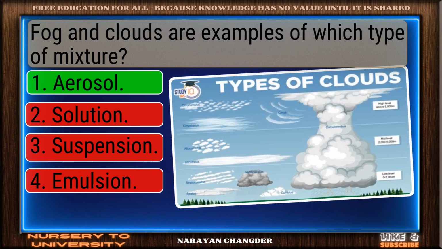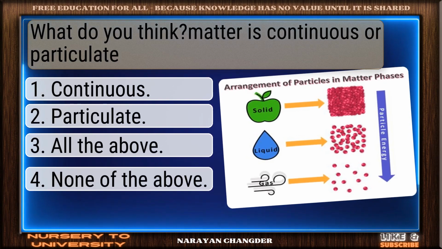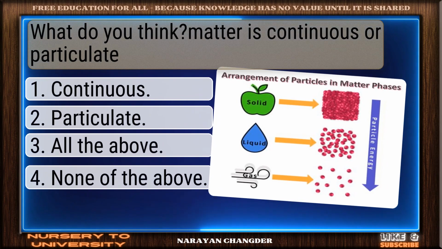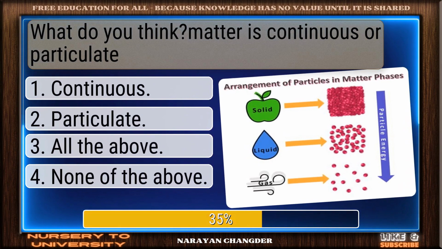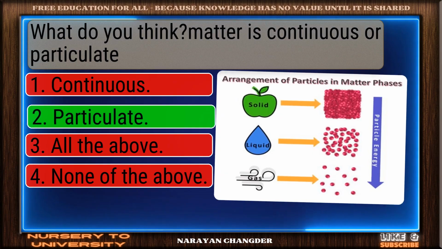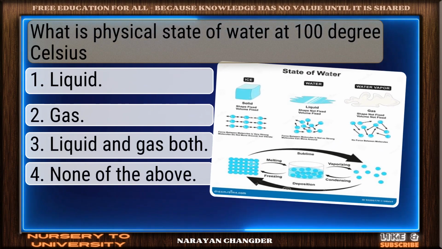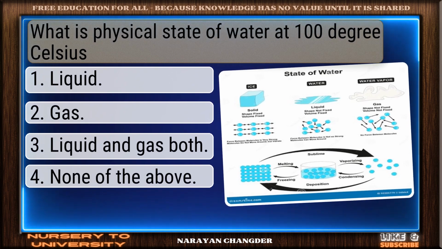Well picked. Aerosol is the correct answer. Question number 53. What do you think? Matter is continuous or particulate? Bravo. Particulate is the answer. Question number 54. What is physical state of water at 100 degrees Celsius?